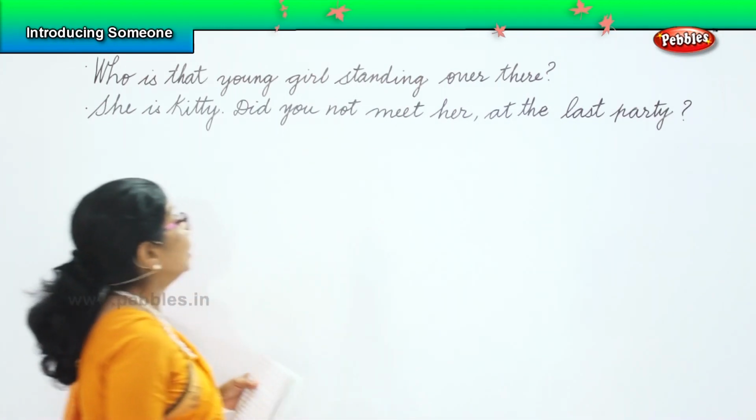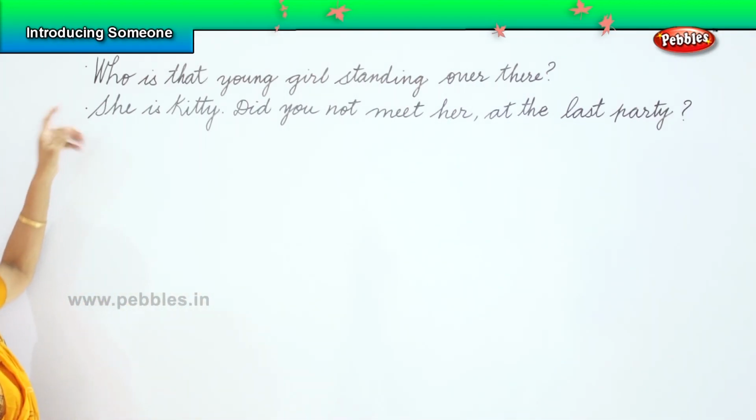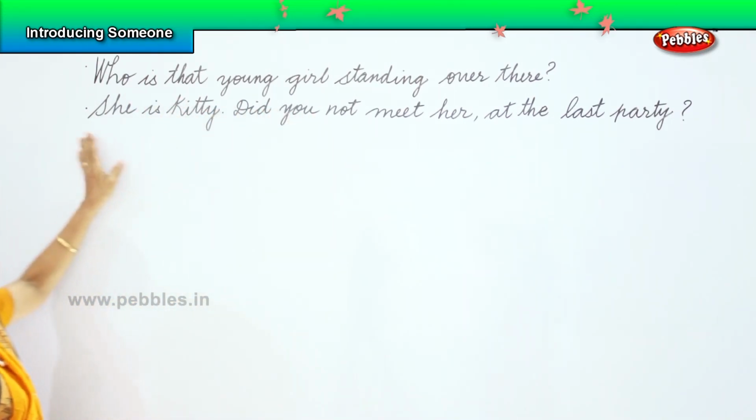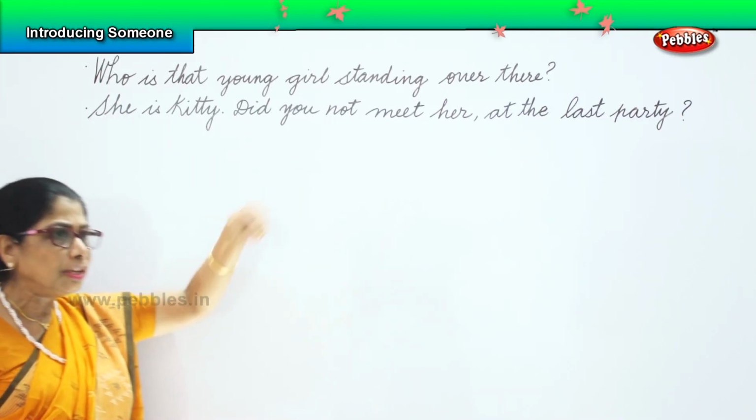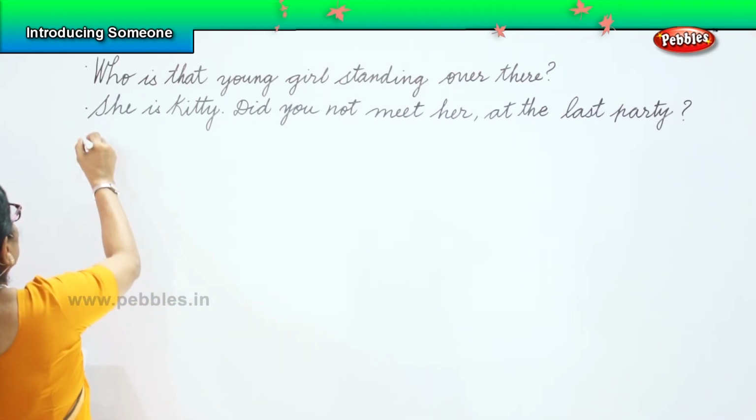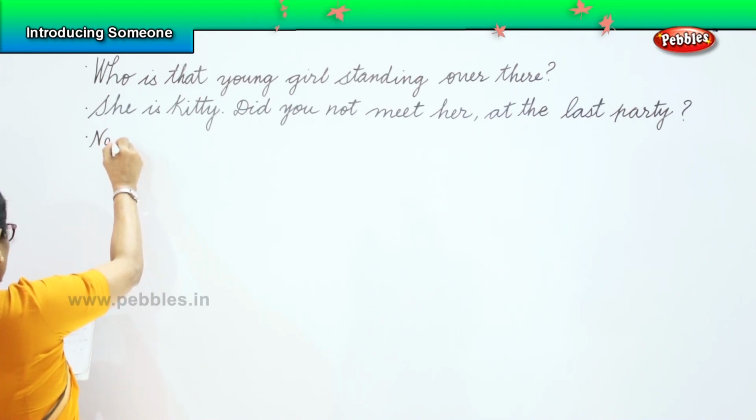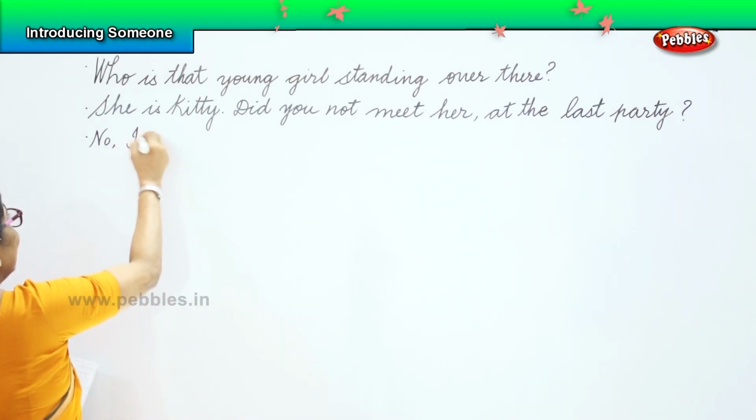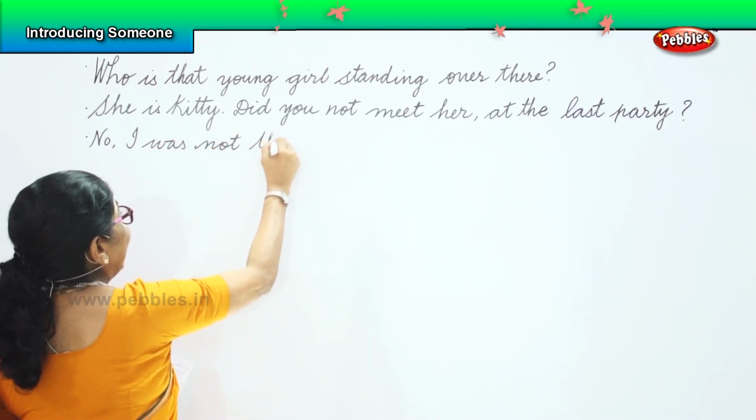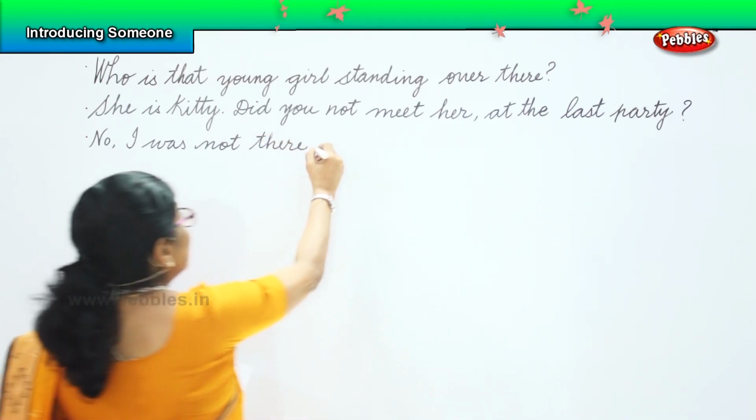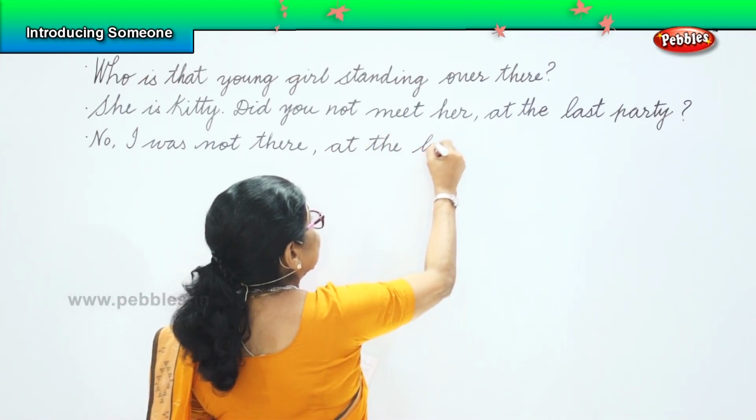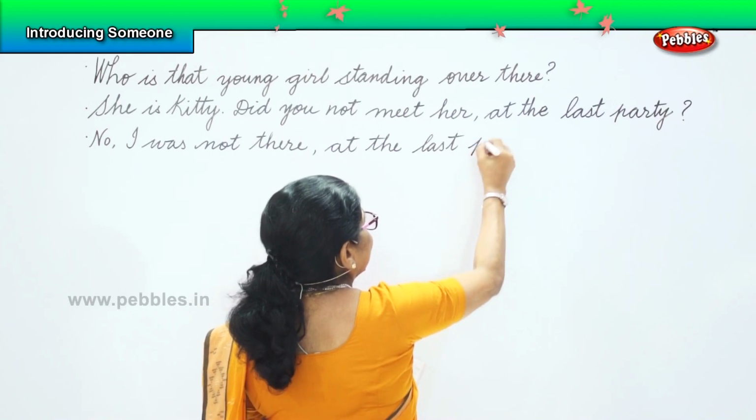So, a young girl walks into the party and someone asks, who is that young girl standing over there? Who is that pretty girl standing over there? And you are told, she's Kitty. Did you not meet her at the last party? The reply comes, no. I was not there at the last party.